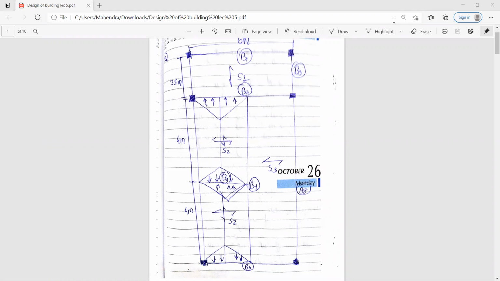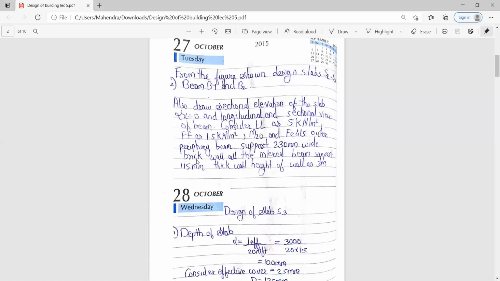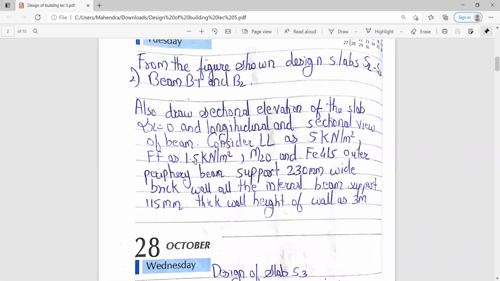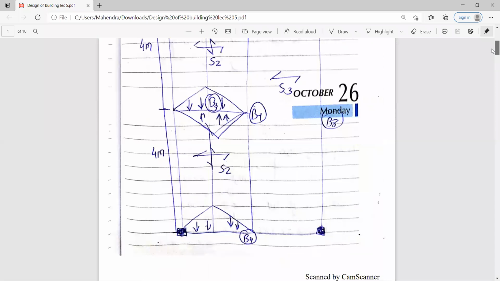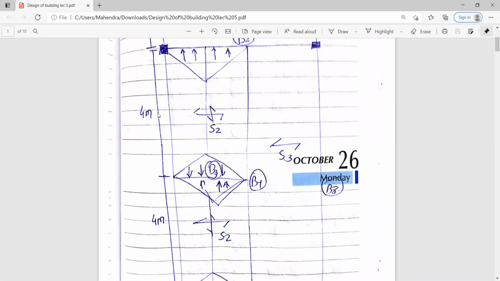So here this is your total building plan. In this building plan, from the figure shown, they have told you to design the slab S2 and S3, as well as they have told you to design for the beam B7 and for this beam B2. Here B5 is this beam, this 4 meter beam is your B5 and this one is your B6.